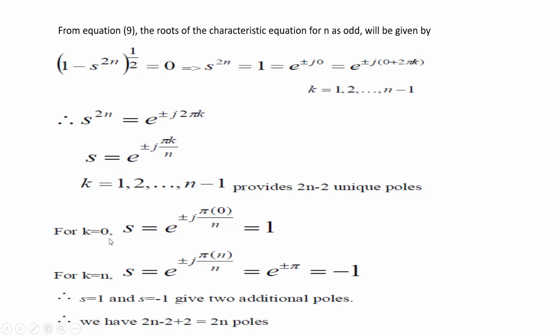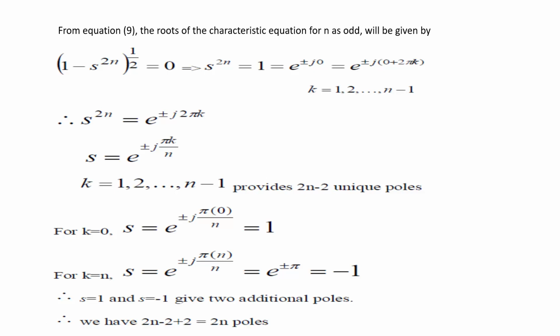So when k equal to 0, it will provide one pole at 1, right? Along the x-axis, when the abscissa is 1, it will provide the first pole. When k is equal to n, the abscissa on the x-axis will give me the value minus 1. So two real poles will be there, and the rest are complex conjugate poles. In that case, the total number of poles will become 2n minus 2 plus 2, that means 2n poles.